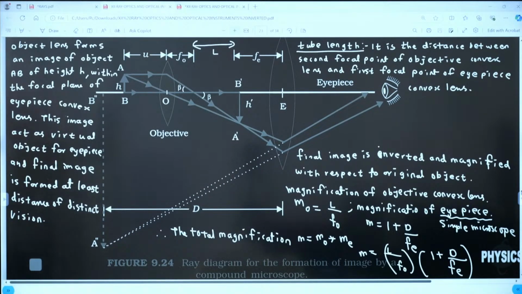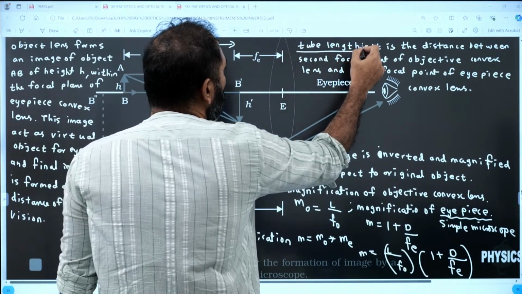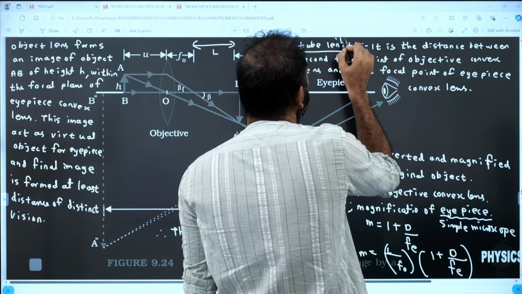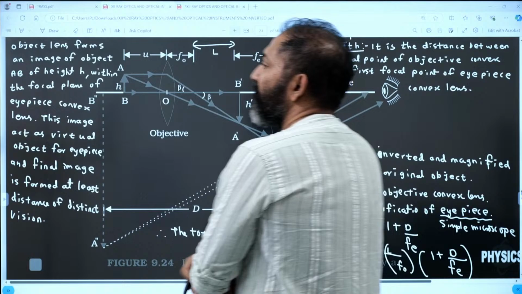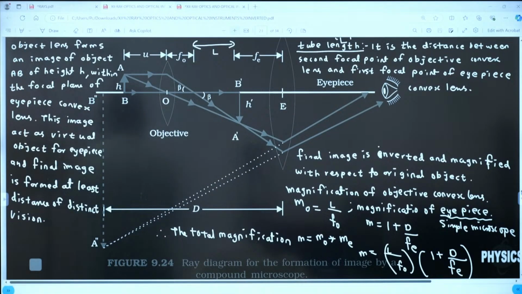What is L? Tube length. Tube length is denoted by L. It is the distance between the second focal point of the objective and the first focal point of the eyepiece. So what is the magnification of the objective? L by FO. What is the magnification of the eyepiece? The eyepiece is a simple microscope, so its magnification is 1 plus D by FE.